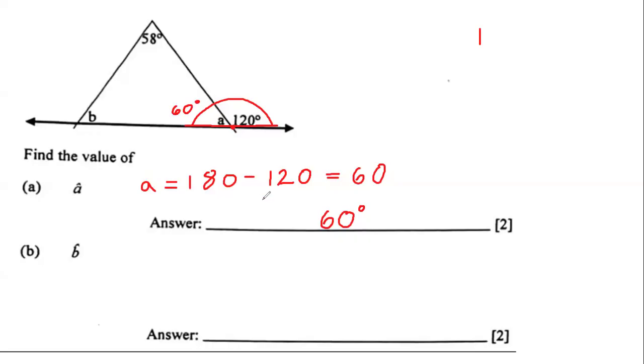And for B, we already know that this is 58. We know that this is 60. So in order for us to get B, what must we do? B must be equal to 180 degrees minus the sum of 58 plus 60.